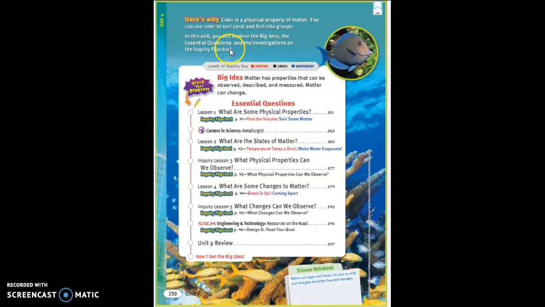Now, we're not going to be doing the inquiry chart because that would be something we need to do hands-on in class. But we will be looking at all the essential questions. So for Lesson 1, it says, what are some physical properties? Lesson 2, what are the states of matter? In Lesson 3, looks like we're going to look at what physical properties can we observe. Lesson 4, what are some changes to matter? Lesson 5, what changes can be observed? And the STEAM activity, but we won't be getting to that. Okay, and then we'll be doing the Unit 9 review.